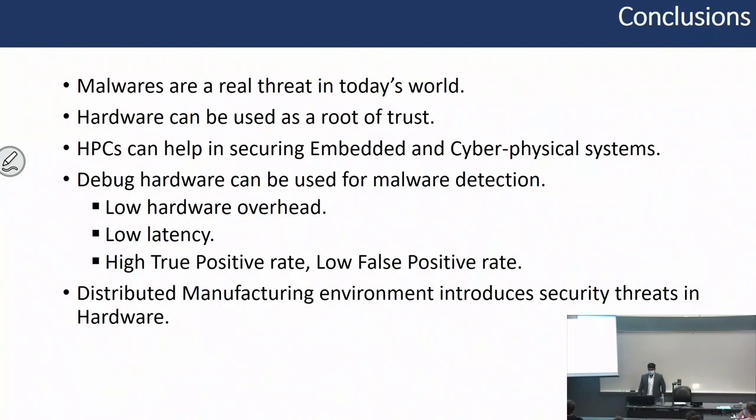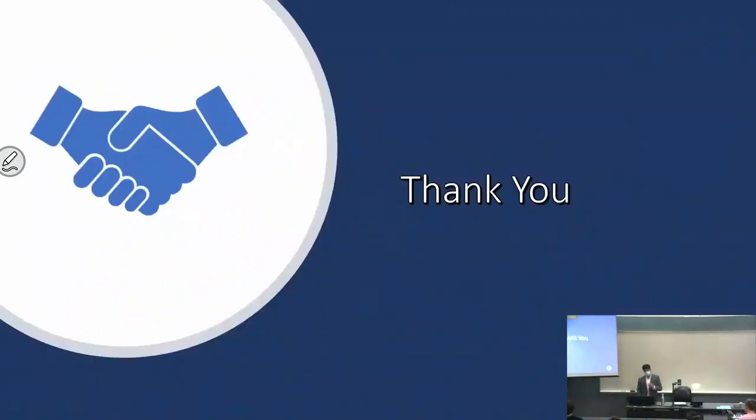So to conclude, malware is a real threat in today's world, and it's a very scary world out there. Hardware can be used as a root of trust. We saw that HPCs can be used in securing embedded and cyber physical systems. Debug hardware provides high true positive and low false positive rates, and low latency as well. A distributed manufacturing environment introduces security threats in the hardware, which need to be addressed before we can assume the hardware as the root of trust for securing our IoT systems. Okay? Thank you, everyone.